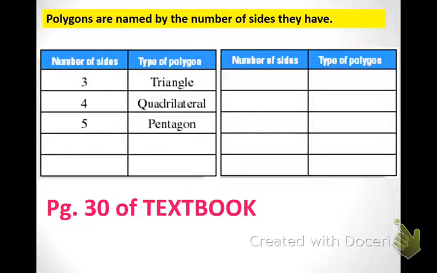5-sided. Pentagon. Why do we know that's a pentagon? Penta means 5. What else in the world is a pentagon? Washington, the Pentagon, the government building we have. 6 sides. Hexagon.